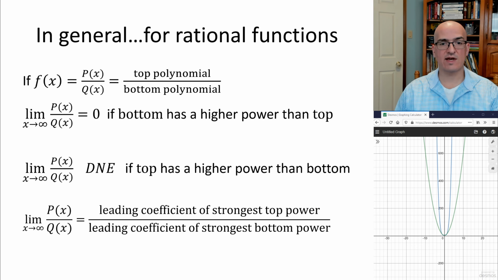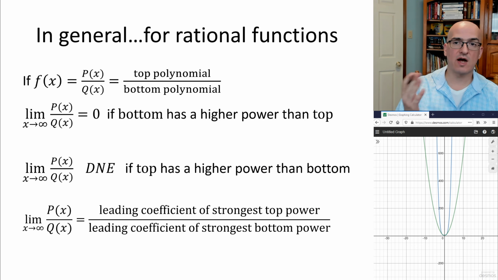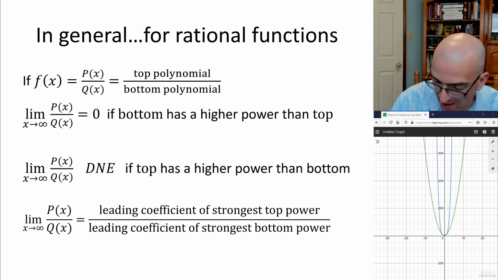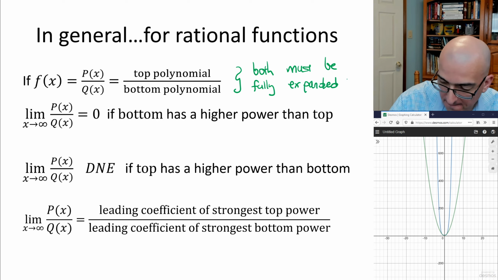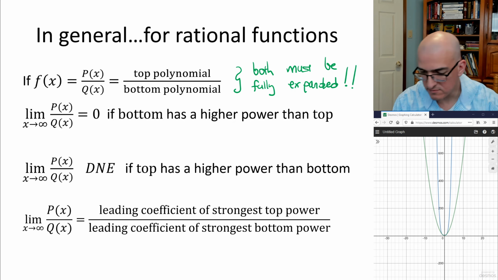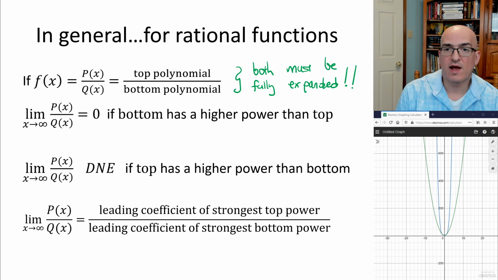So those insights are captured here. If you have a polynomial on top divided by a polynomial on the bottom, both must be in fully expanded form to use this trick. Then if the bottom has a higher power on the polynomial than the top, then the value of the limit will be 0. If it's reversed, if the top has a higher power than the bottom, then the answer will be DNE. And if they're equally matched, if they both have the same highest power, then it's the last term.